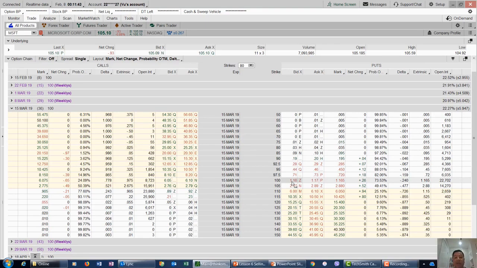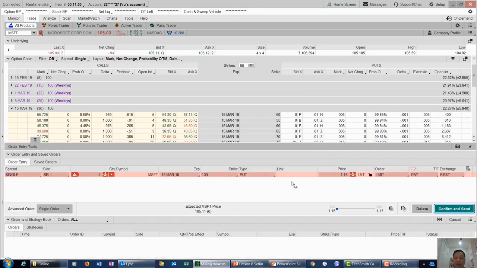If I do so, I just click on the bid column here, which is the lower price. And if I really want to bargain, I can bargain it up a little bit, for example 117 or 118, because I'm selling and I want to get as high a premium as I can.